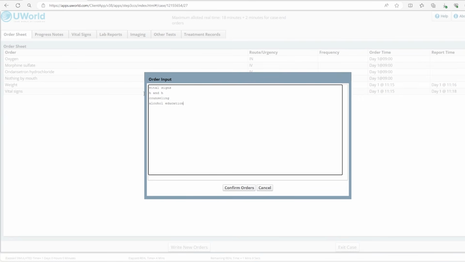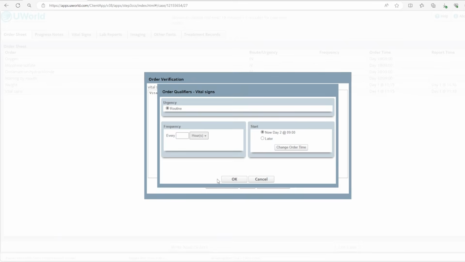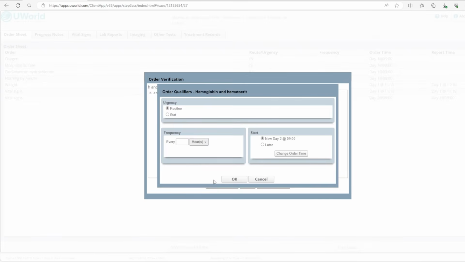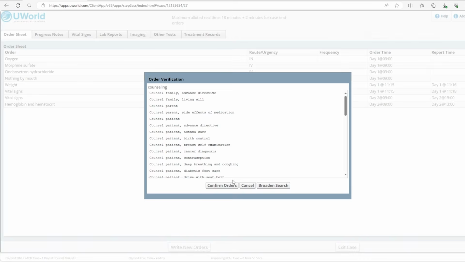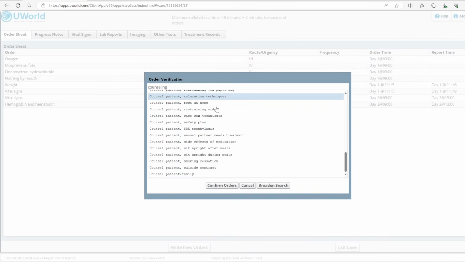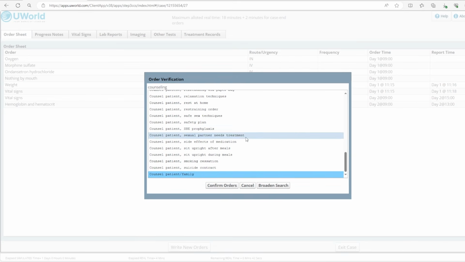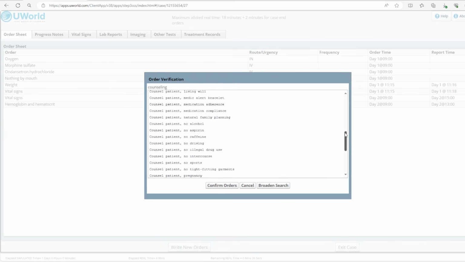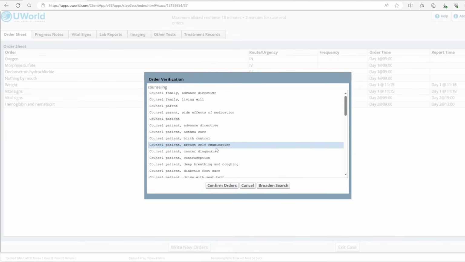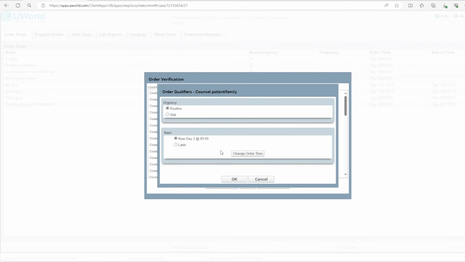And this is actually the place that you usually put your counseling and education at the end of the case, and click confirm orders. You get vital signs. We'll order it, for example, every 6 hours. Okay, we'll order H&H maybe every 6 hours as well. And you see a long list of counseling. So if the patient needs safe sex counseling, you can tell them about that. If you want to counsel the patient in general about their disease, relaxation technique, rest, home. So familiarize yourself with the different types of counseling available, so when you get these, you pick one quickly. Click confirm order. We'll do that routine.